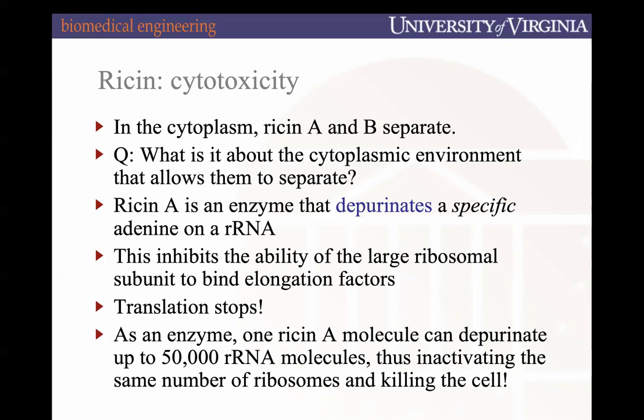As an enzyme, if we have one molecule of ricin A present, it can depurinate up to 50,000 RNA molecules. As a result of that, it can functionally destroy 50,000 ribosomes. And eventually, as critical proteins are not being synthesized, it'll lead to the death of that cell.